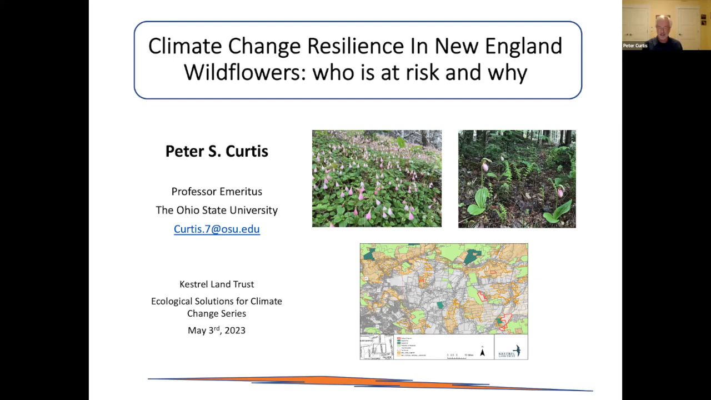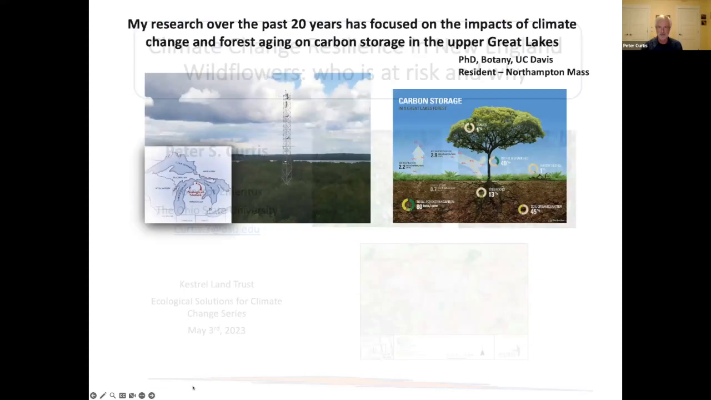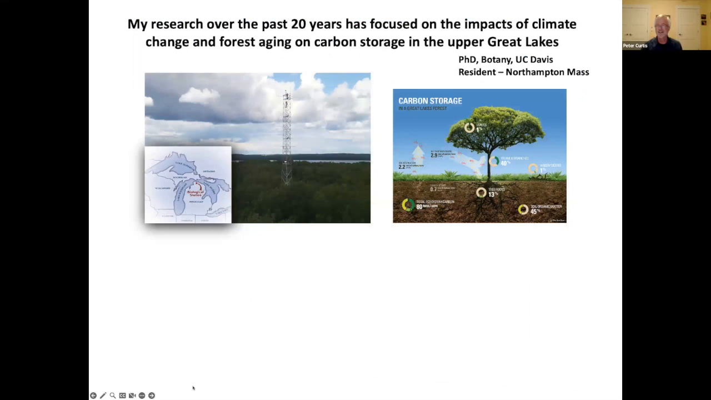I'd like to start just by making a few comments about my background very quickly. As Marilyn mentioned, I'm a botanist. My PhD is in botany from University of California, Davis. For the last couple of decades, I've been thinking pretty carefully about questions relating to climate and forest and carbon cycling in forests as they age in response to climate change. And a lot of this work was done in northern lower Michigan.